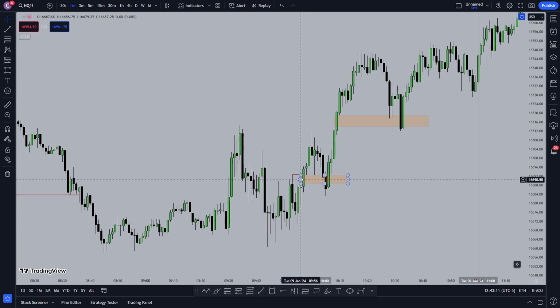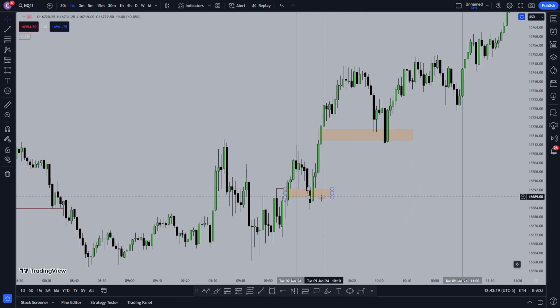We form this fair value gap. Price at 10 o'clock starts drawing into this fair value gap over here. From that fair value gap, price starts breaking higher. And then we have these fair value gaps within this area. You could look at it from a premium discount perspective as well, depending on how you want to look at it.